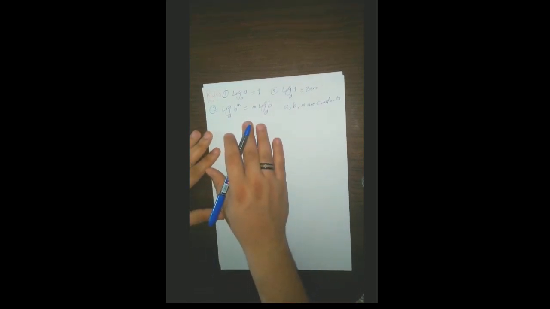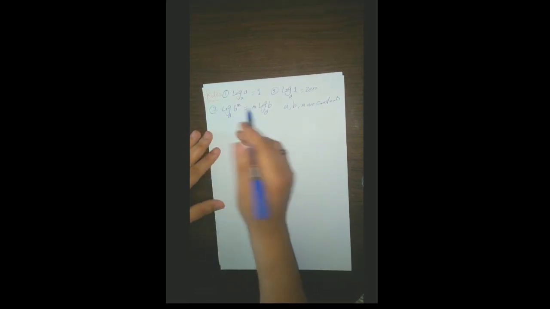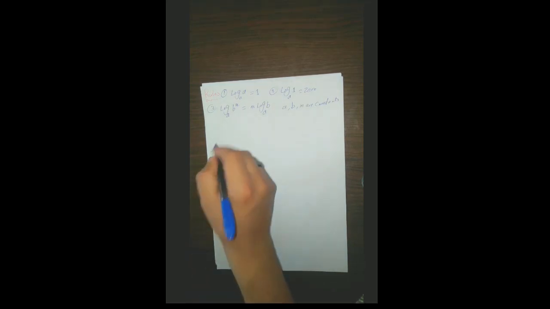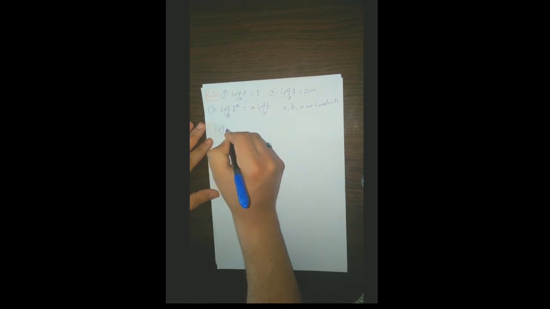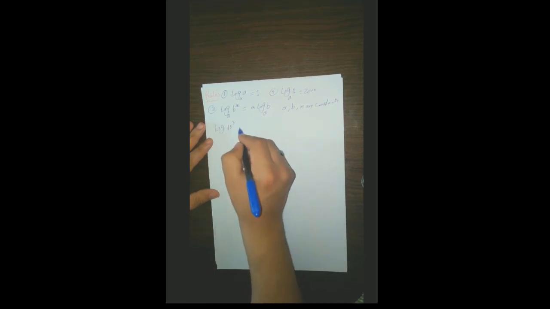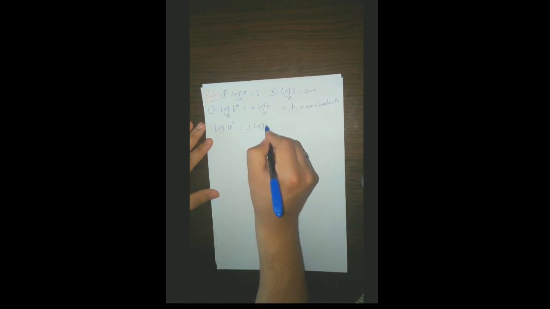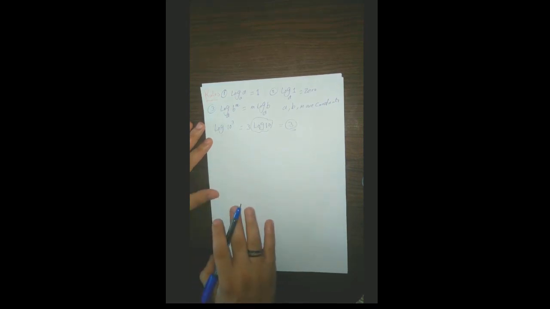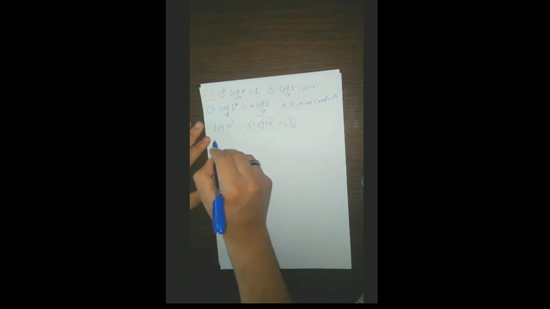But here we must differentiate between numbers and solving equations. In the case of solving equations, we have a different technique. I'm going to give you an example. Here we have log 10 to the power 3 is equal to 3 log 10, and log 10 is equal to 1, so it is equal to 3.